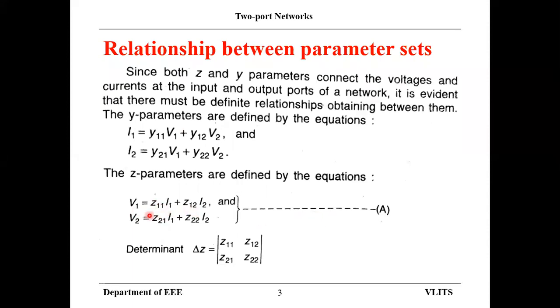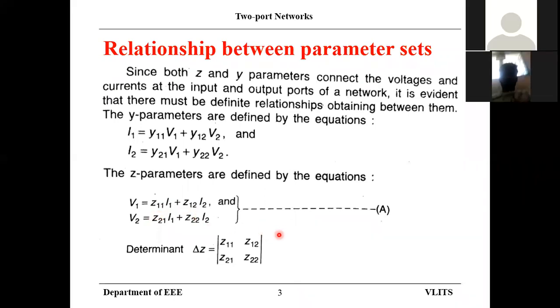So here I am going to find the Z parameters in terms of Y, or the Y parameters in terms of the Z parameters. Suppose I consider these two equations, and let me call this equation A, with V1 and V2. These two equations have the two variables I1 and I2, so we are going to find I1 and I2 by solving these two equations.